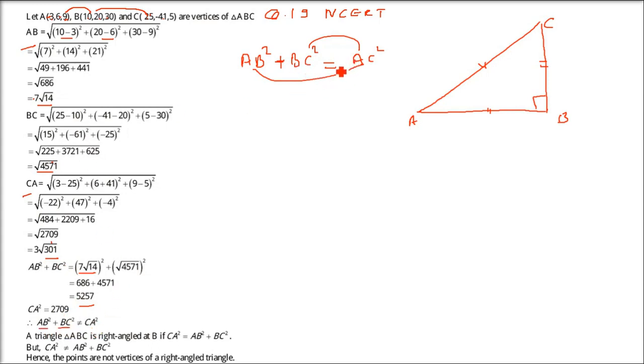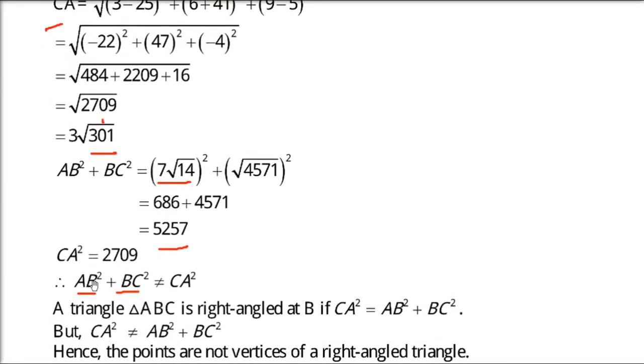If they are not equal, it's not a right angle triangle. If it is equal, it is a right angle triangle. Here it's not a vertex of a right angle triangle. This is not a vertices. Okay, let me tell you again.